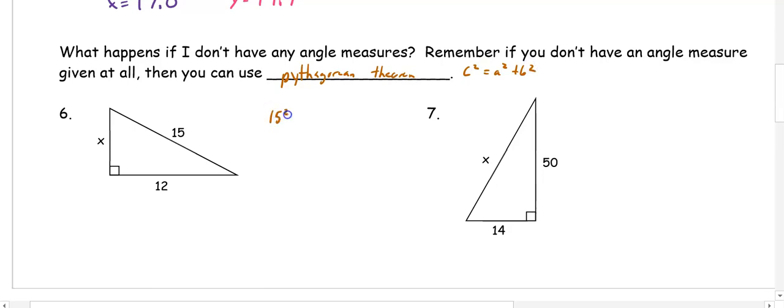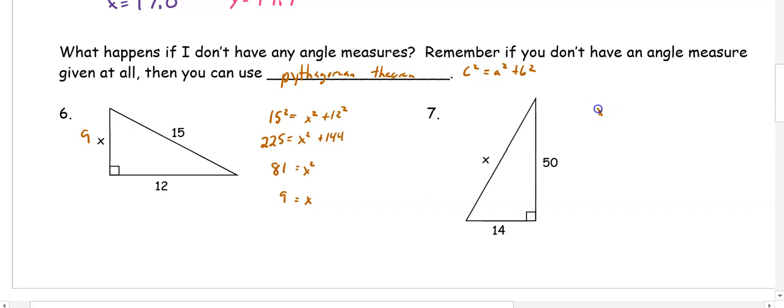So in this case, we would have 15 squared equals x squared plus 12 squared. Remember, the hypotenuse always goes by itself. 225 equals x squared plus 144. X squared equals 81. So x is 9.